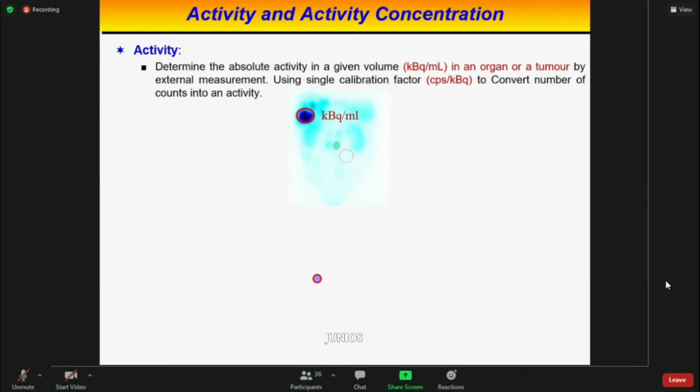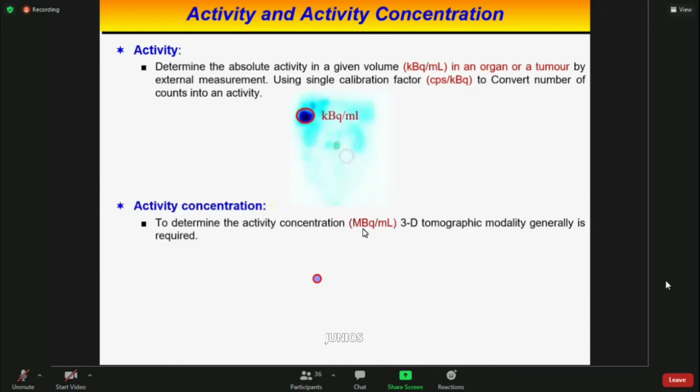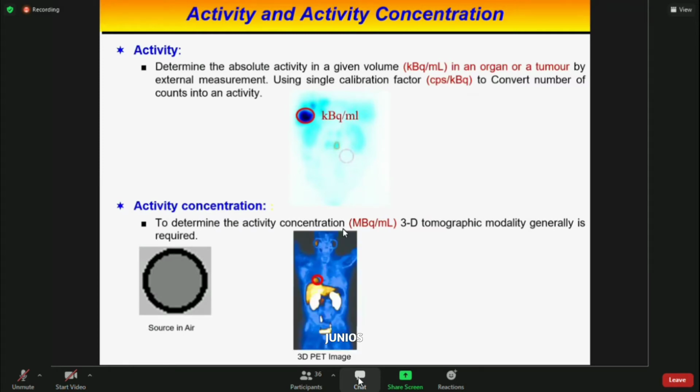value regardless of location of the ROI in the image. Activity concentration: the activity in a source in air can be accurately determined from the counts in an ROI that is large enough to completely cover the image of the source. However, when aiming to determine the activity concentration, there is a lot of disturbance.